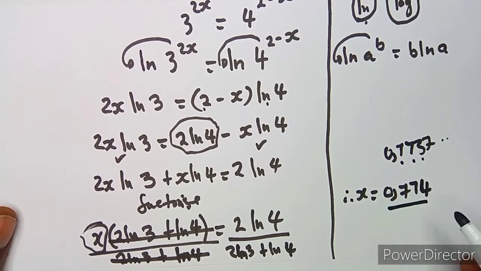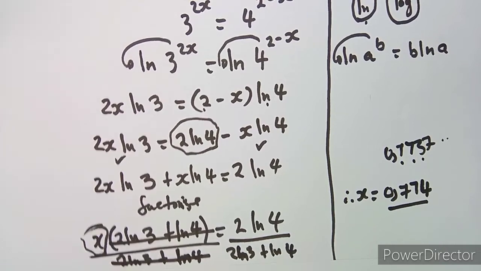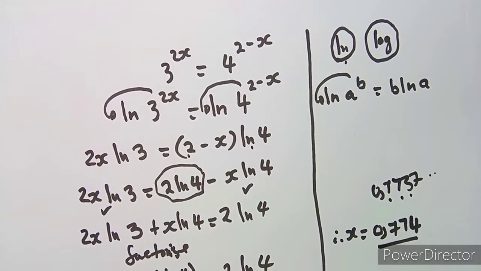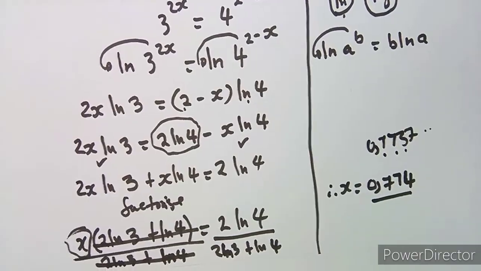That's going to be 0,774, like the instruction gave us, to 3 significant figures. So as you can see, guys, this is how you're supposed to apply the concept that you have when solving these typical equations. On this one, I don't want us to waste much time.